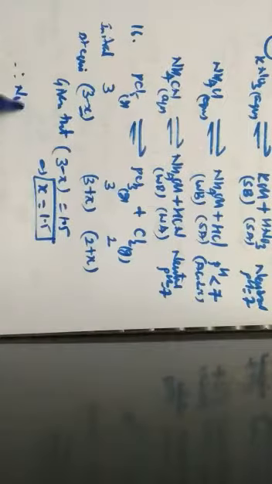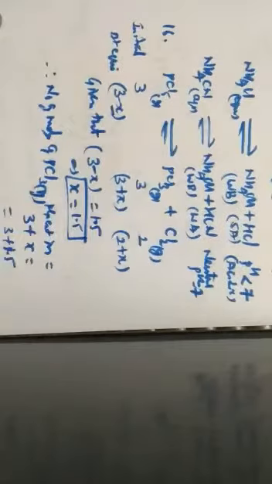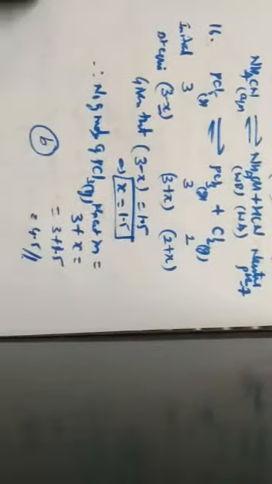Therefore the number of moles of PCl3 in the gaseous phase present at equilibrium is 3 plus x, that is equal to 3 plus 1.5, the value of x, which is equal to 4.5 moles. And this 4.5 moles is given by option B.